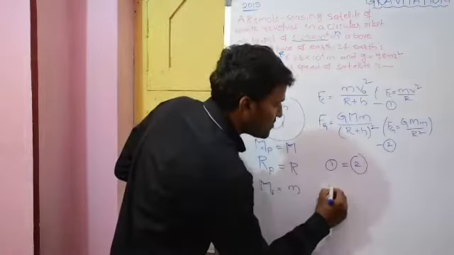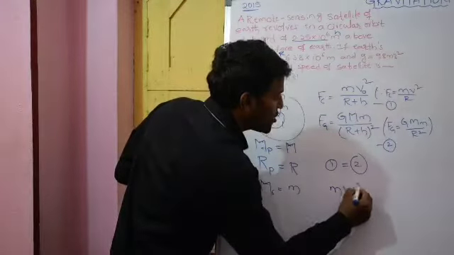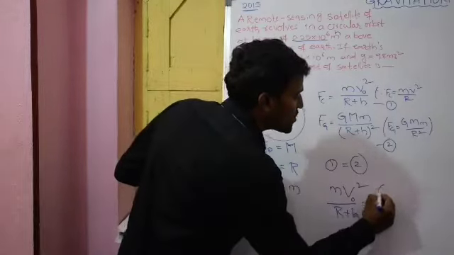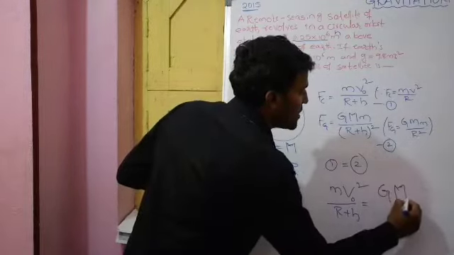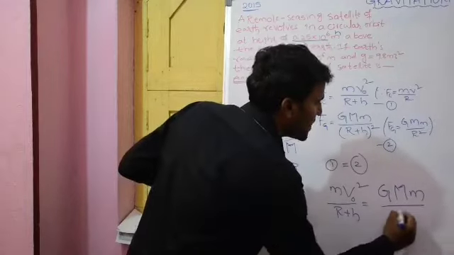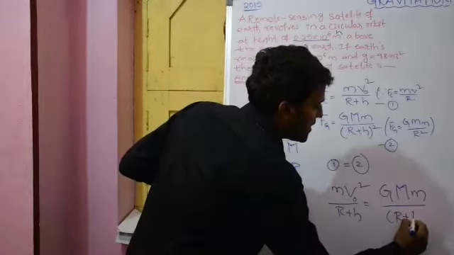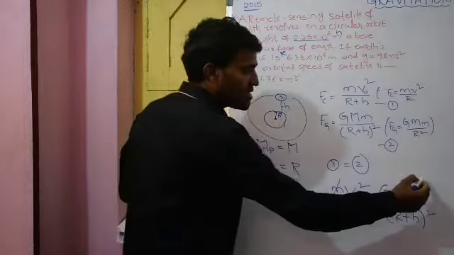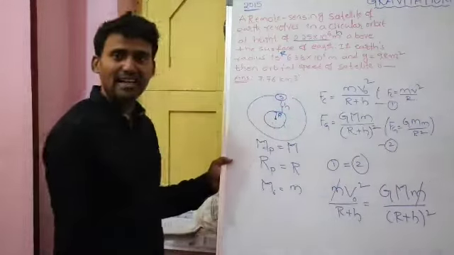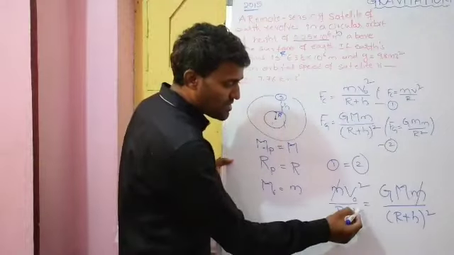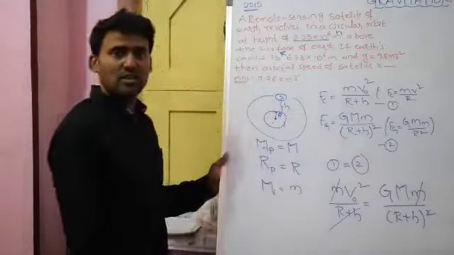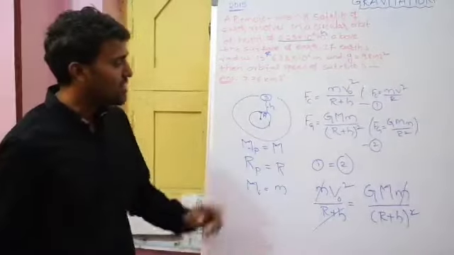m v0 square divided by R plus h is equal to capital G, capital M, small m divided by R plus h whole square. Here on both sides the mass of the satellite gets cancelled, and also one R plus h gets cancelled. So what is remaining here?